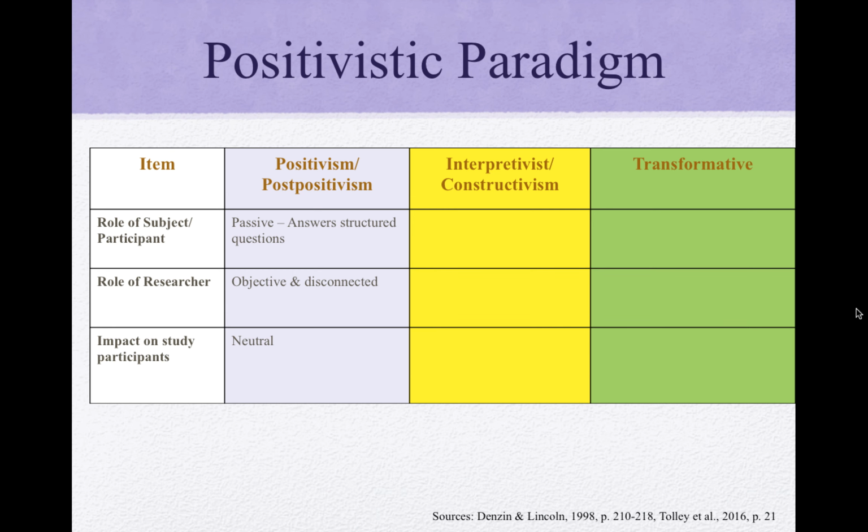Further, in positivistic paradigms, the role of the subject or the participant is very passive. They're there to answer structured questions. Okay, and they're not necessarily a part of the development of those questions or have a say in it. There's no go-between between the researcher and the subject. And the role of the researcher is to be very objective and disconnected so that they do not bring themselves or bias the results that they find in their positivist paradigmed research. The impact of the study on participants is neutral.